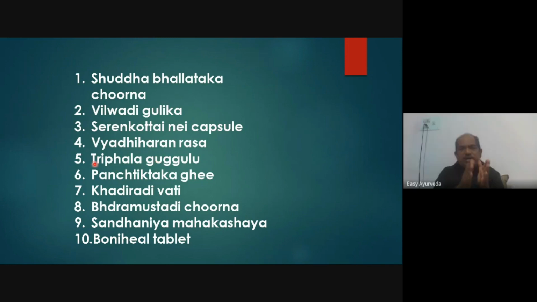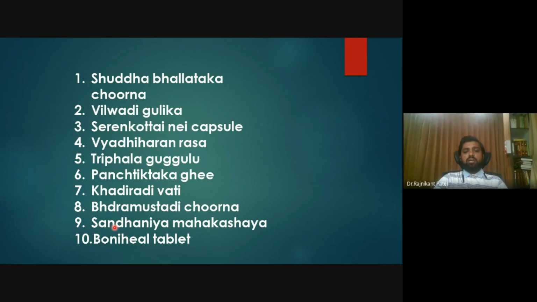Which among these medications have you kept for long-term use, until complete healing? See, Sandhaniya Mahakashaya and Panchatikta Ghee, I think she is taking even now, more than 8 to 9 months. Panchatikta Ghee and Bhadramustadi Churna, and now she is taking this Dashana Samskara, but the same Sandhaniya Mahakashaya. Right. Bone meal we have also removed from the prescription, because bone is getting formed with Panchatikta Ghee and Sandhaniya Mahakashaya.